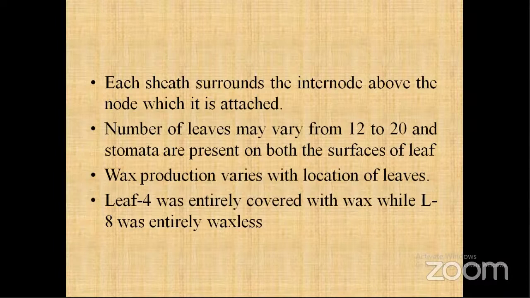Leaf sheath is thick and strong, and leaf blade is thin. The number of leaves in each maize plant may vary from 12 to 20. And stomata are present on both surfaces of the leaf, on the upper side and lower side.